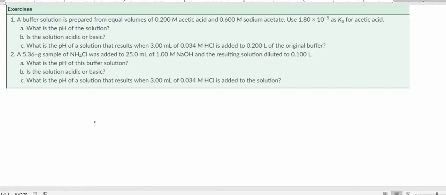A buffer solution is prepared from equal volumes of 0.200 molar acetic acid and 0.600 molar sodium acetate. Use 1.80 times 10 to the negative 5 as the Ka for acetic acid. And then we solve. A, what is the pH of the solution?